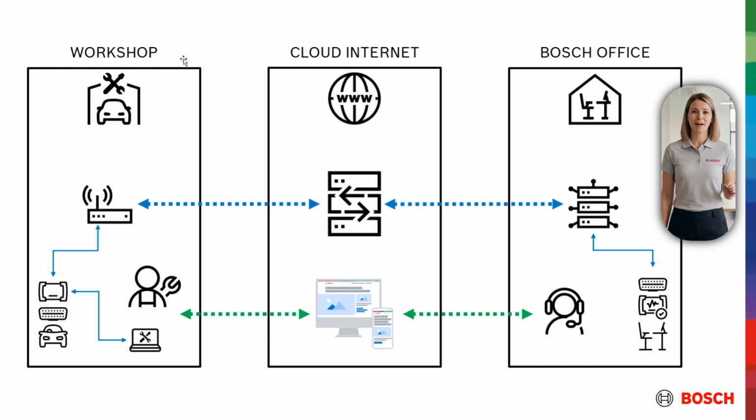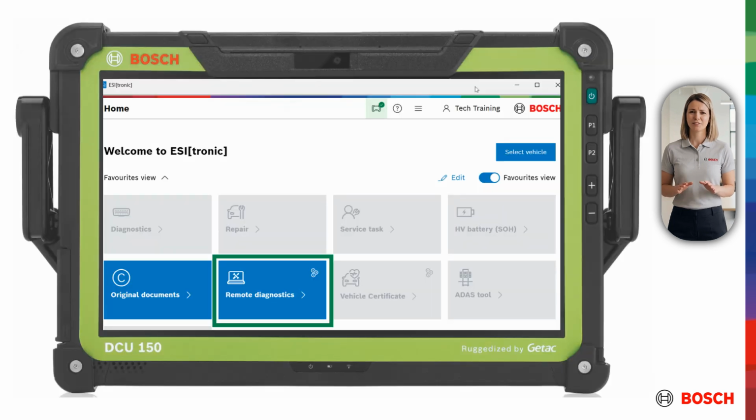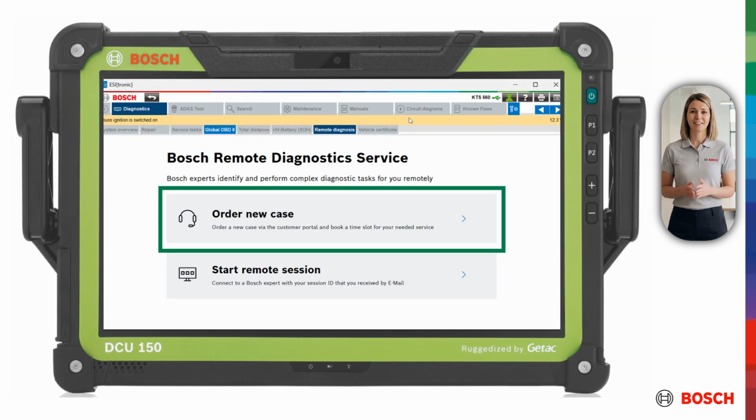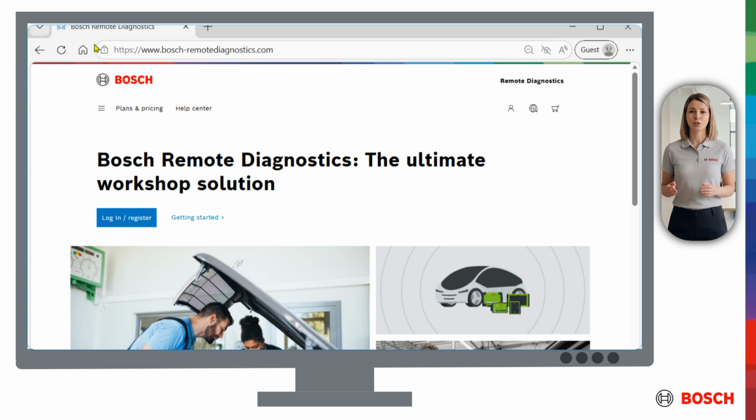It all begins with creating a new session request in the portal, and there are 3 ways to do it. Option 1. Go directly to the website at www.bosch-remotediagnostics.com. Option 2. Click the Remote Diagnostics tile in your EasyTronic. Then choose Order New Case. And Option 3 is to use the Workshop Assist mobile app, which is covered in its own separate video guide. For this video, we'll focus on the first 2 methods.